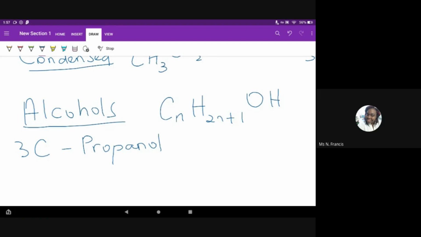Now we're going to write the formula for propanol. We have C, and we substitute n for the number of carbon atoms, H2, substitute n again, plus 1 OH. Now let's tie it together: C3H, 2 times 3 is 6, plus 1 is 7, OH. Awesome. That's our molecular formula for propanol.